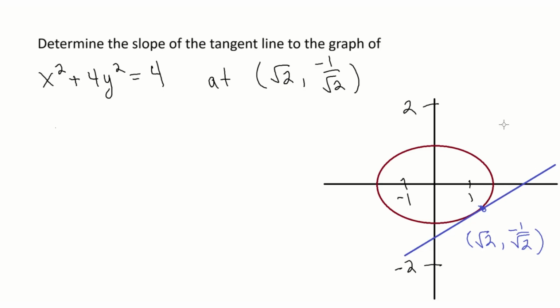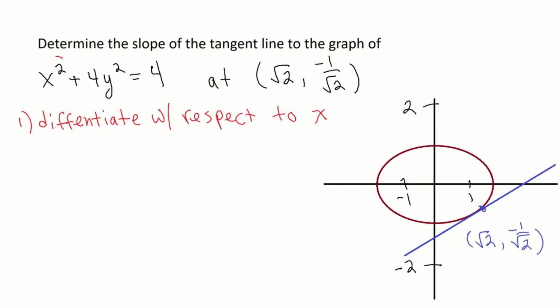So what's the first step? Let's differentiate both sides with respect to x. The derivative of x squared with respect to x is 2x. What about 4y squared? What's the derivative of that with respect to x? Notice the variables disagree, so we need to use the chain rule. The derivative of 4y squared with respect to y is 8y, but we also need to multiply that by the rate of change of the inside, which is dy dx. Over to the right, the derivative of a constant is 0.